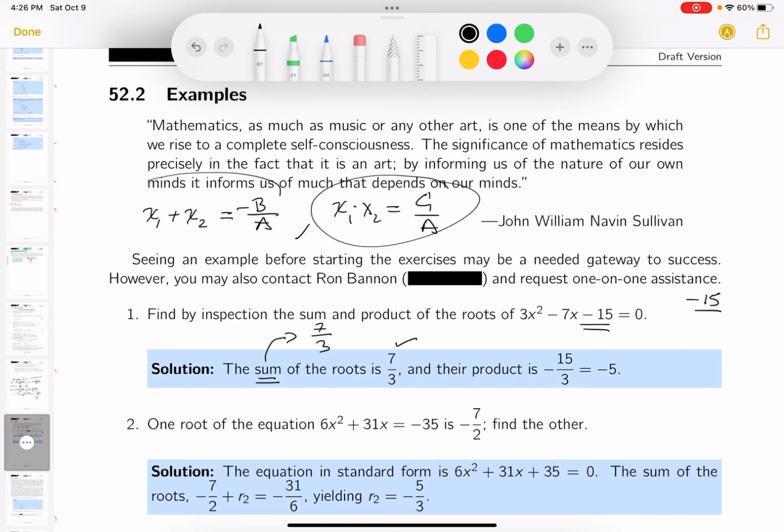Again, we're looking at these two things here, sums and products. Over a, what's a? a is 3. What are you going to get there? You can get minus 5. All right, not so bad.